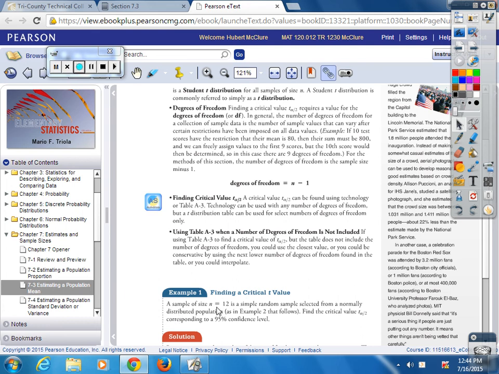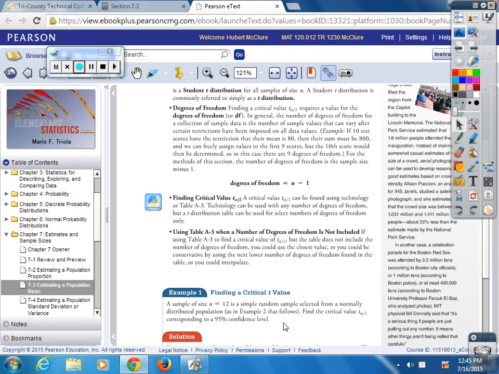A sample size, n is equal to 12. Well, Hubert, I thought you said n has to be over 30. But what else does it say? Normally distributed. So the n being greater than 30 goes out the window. It says normally distributed. So a sample of size n is a simple random sample selected from a normally distributed population, blah, blah, blah. Find the critical value, t sub alpha over 2, corresponding to a 95% confidence level. So first of all, let's write down what we know.